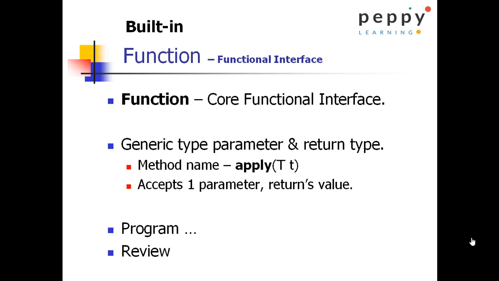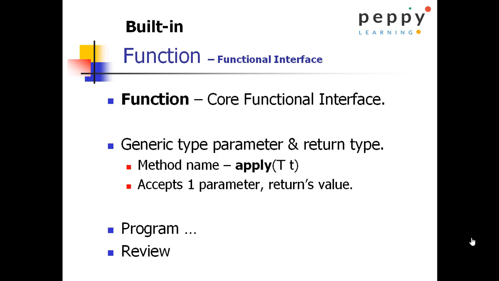Using this video, you are going to learn about one of the built-in functional interfaces named Function. We know the definition of a functional interface. When an interface has one and only one abstract method along with any number of static and default methods, we can call it a functional interface.